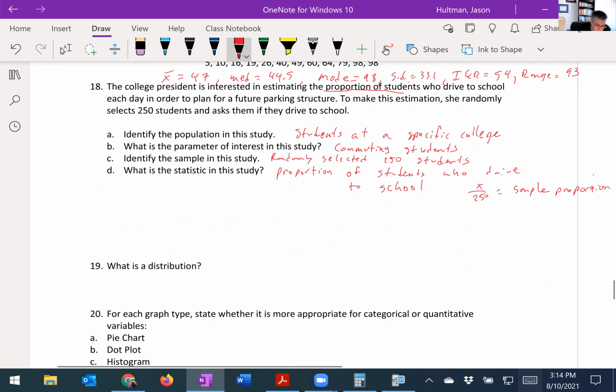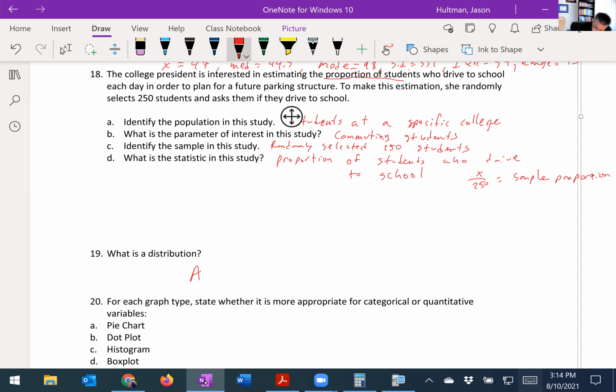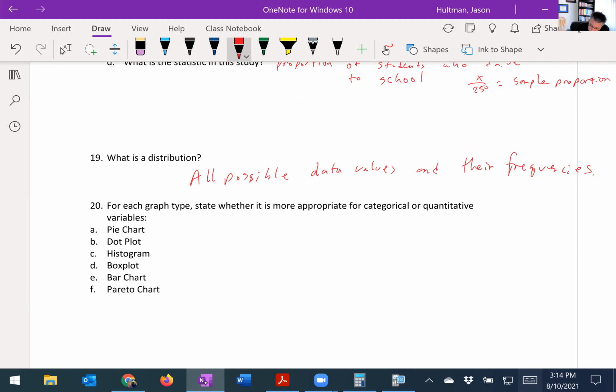Okay, what is a distribution? Okay, a distribution is all possible data values and their frequencies. Okay. For each type of graph, state whether it is more appropriate for categorical or quantitative data.